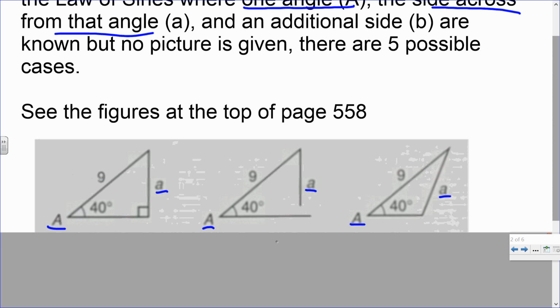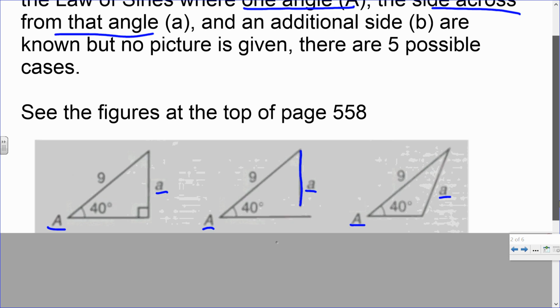We could have one where one of these sides is too short. If this angle is 40 degrees and this side is 9, there's no way this side, even if we come the shortest distance, which is straight down perpendicularly, is going to meet that other side, and so no triangle is going to exist.